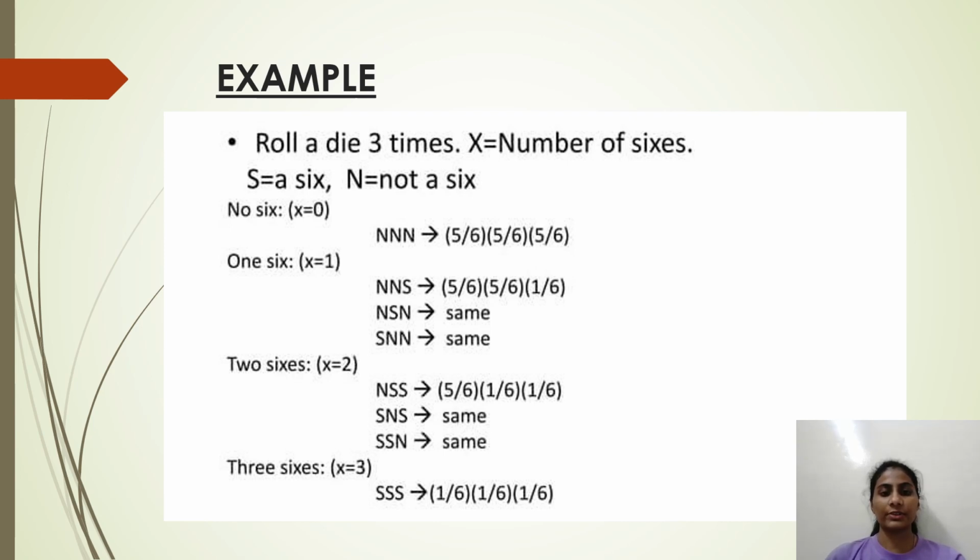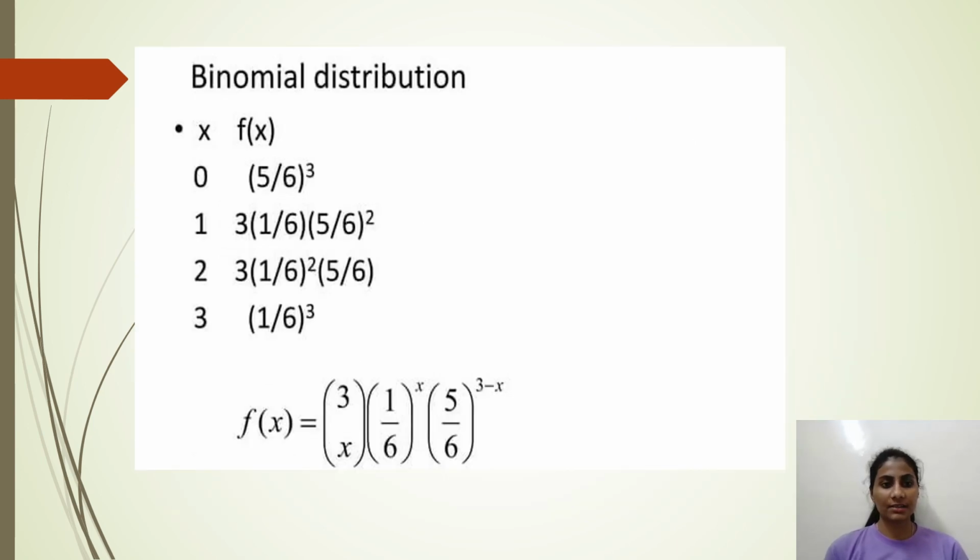When X is equal to 1, we get 3 outcomes: not a 6, not a 6 and a 6, that is 5/6, 5/6 and 1/6. When X is equal to 2, we get not a 6 and two 6s, that is 5/6, 1/6 and 1/6. When X is equal to 3, we get 6, 6 and 6, that is 1/6, 1/6 and 1/6.